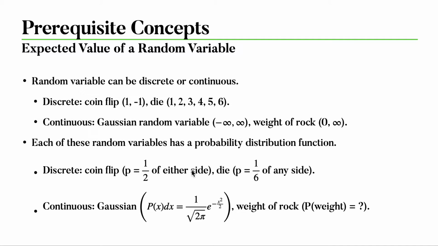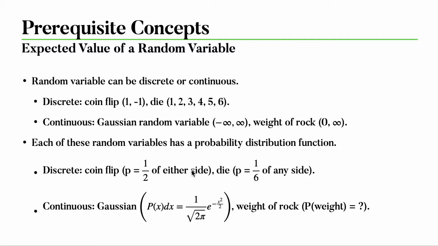A continuous random variable is different from a discrete random variable because it has an infinite range of possible outcomes. So for the Gaussian random variable, it can be any real number, from -infinity to infinity. And if you imagine a scenario where you pick any random rock in the universe, the mass of that rock will be distributed on 0 to infinity because there are no rocks with negative mass.